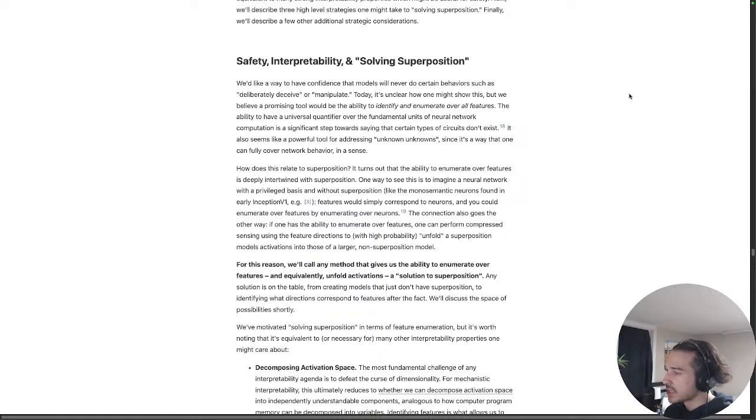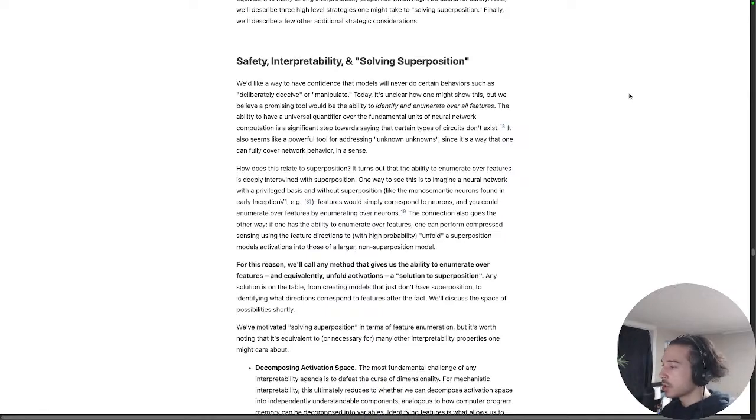How does this relate to superposition? It turns out that the ability to enumerate over features is deeply intertwined with superposition. One way to see this is to imagine a neural network with a privileged basis and without superposition, like the monosemantic neurons found in early Inception v1. Features would simply correspond to neurons, and you could enumerate over features by enumerating over neurons.